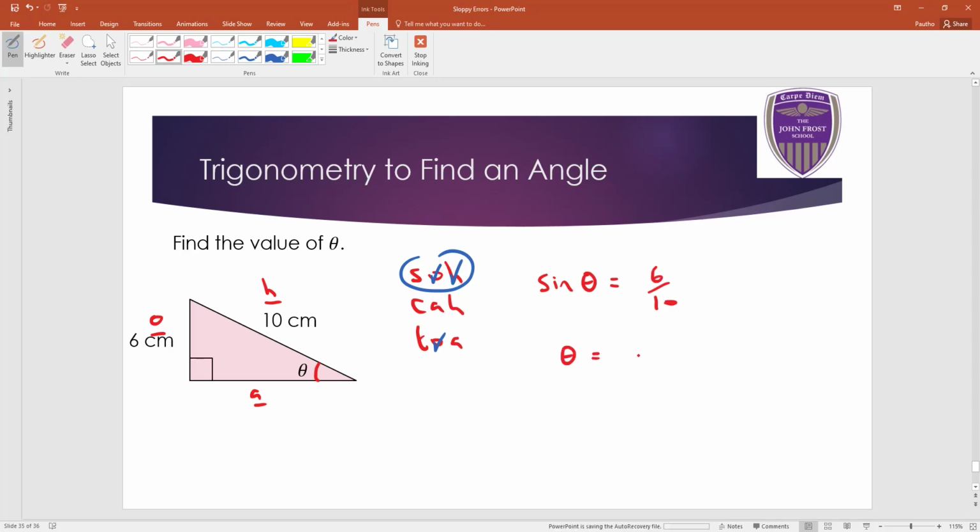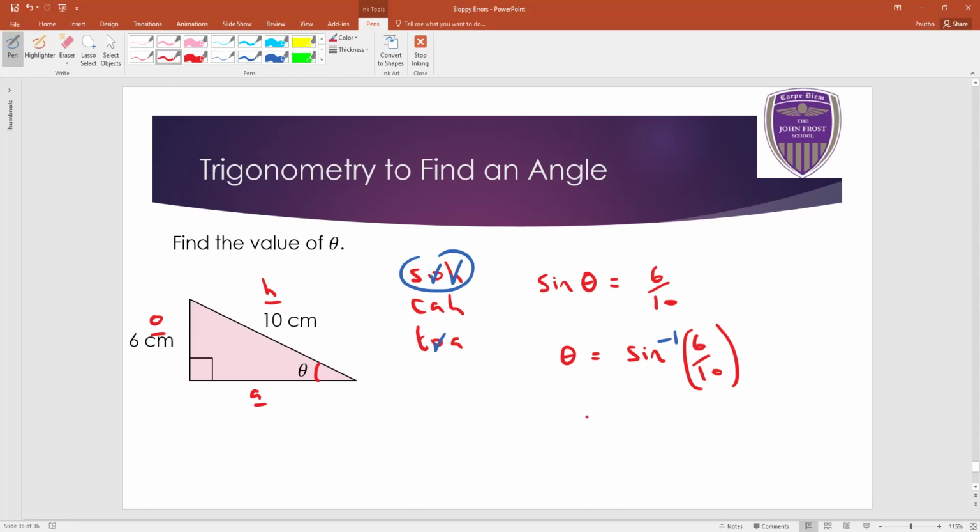And then they do this. Theta is just sine 6/10 on the calculator. Oh dear, okay, remember that's incorrect. Remember, to work backwards, to undo the sine function, you have to take the inverse sine function. Remember, you push shift, then sine on the calculator, like this.